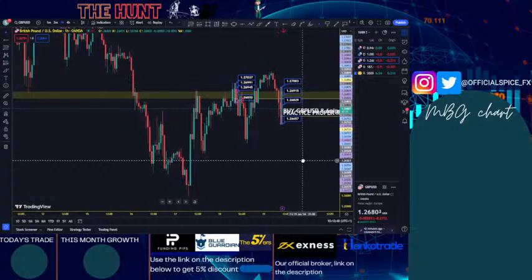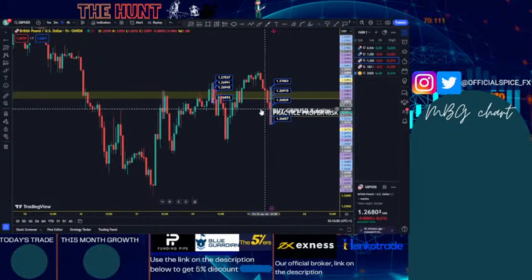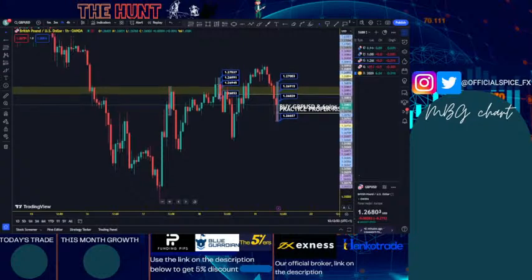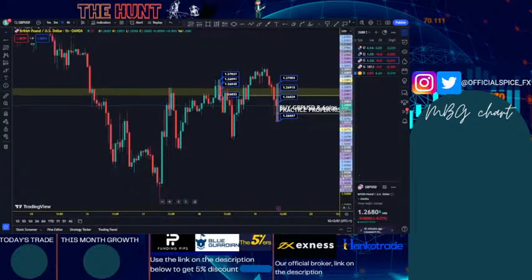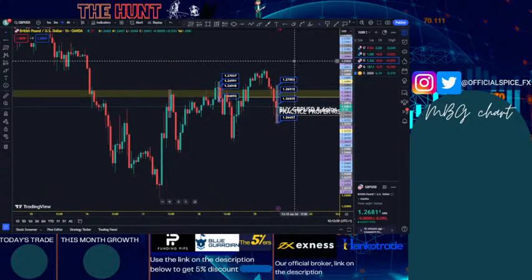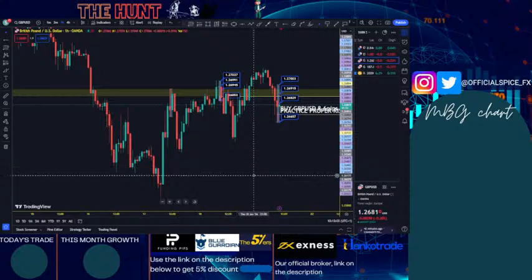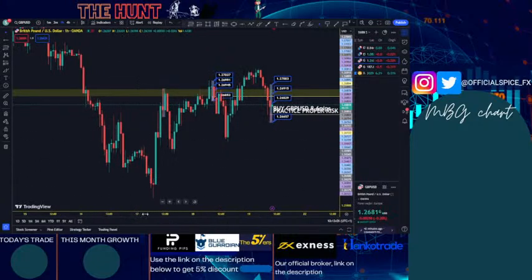I'm already calculating this as a win, because normally I take most of my position out on 1-to-1 risk to reward, so I don't really stay in the market for too long. Also, we still have price running in profit, so let's see how that goes. Let me quickly explain why I got into this trade.